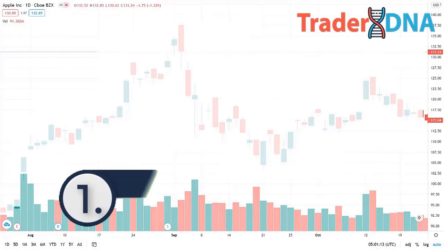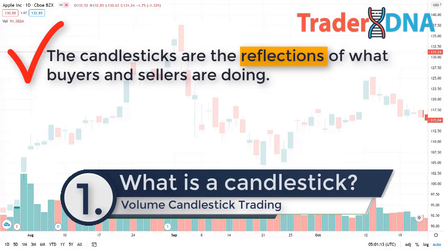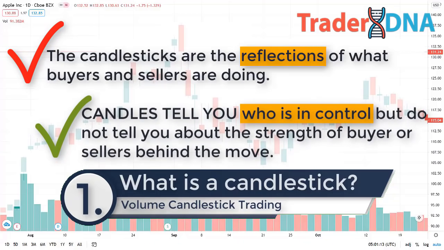And now, what is a candlestick? The candlesticks are the reflections of what buyers and sellers are doing, what extent they move the price, and the strength behind the move. Candles tell you who is in control, but do not tell you about the strength of buyer or sellers behind the move. Candle with volume shows that.